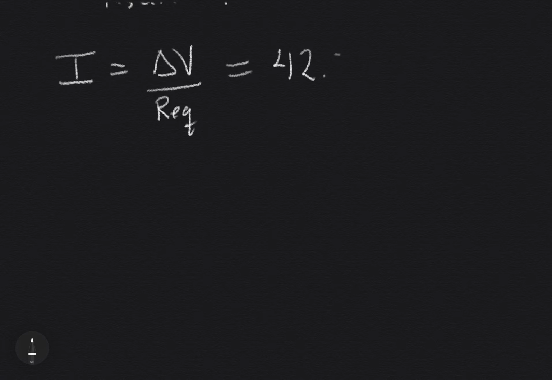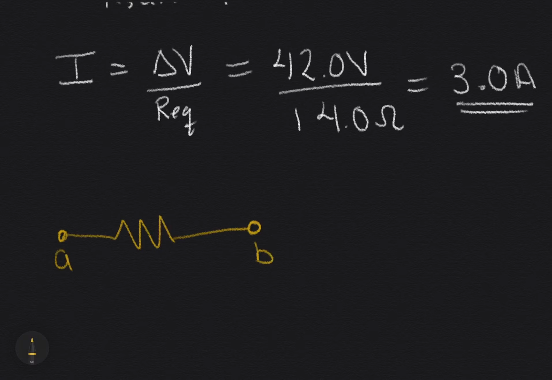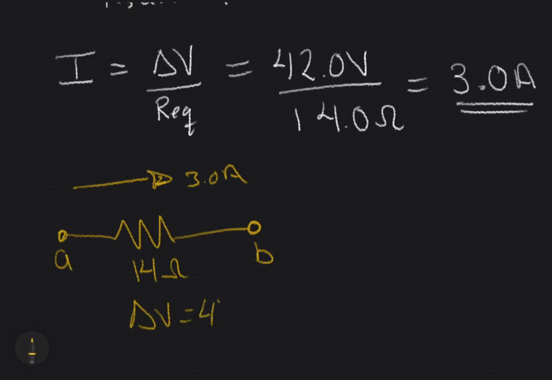So I'm going to have I, which is the current, is equal to the change of voltage over R equivalent. Okay, this is Ohm's law. V is equal to IR. So this is equal to the potential difference is 42 volts given by the problem, and the R equivalent we just found out to be 14 ohms. So I is 3.0 amps. Okay. So if I have here again A, one resistor, and B, you have a current, and this current will be 3 amps. The resistance is 14 ohms, and the potential difference between A and B is 42 volts.